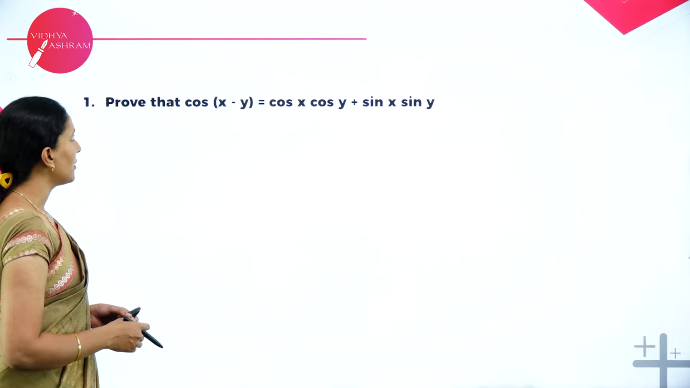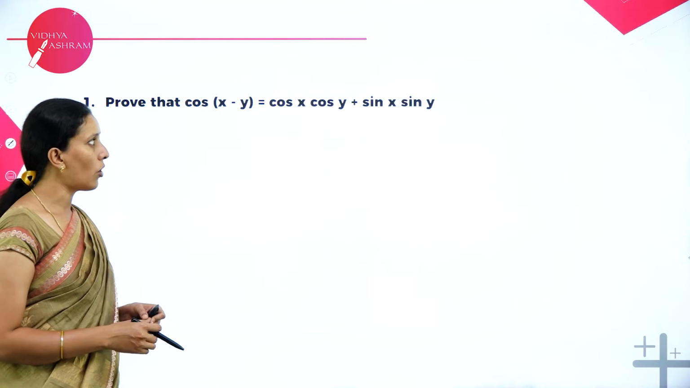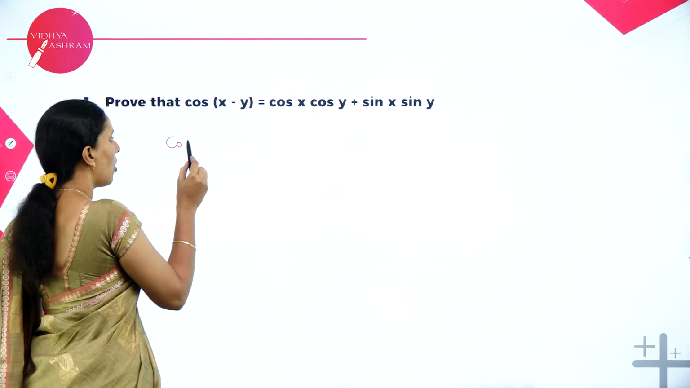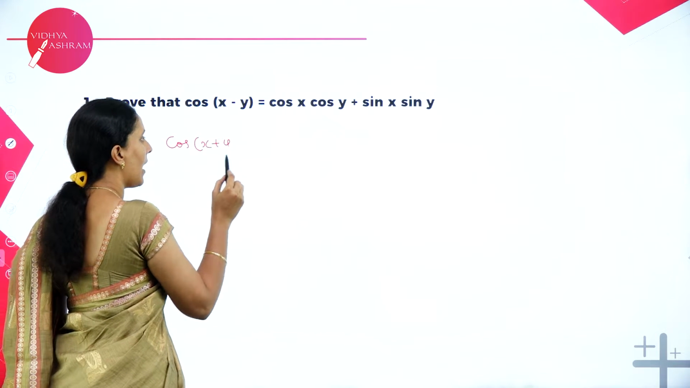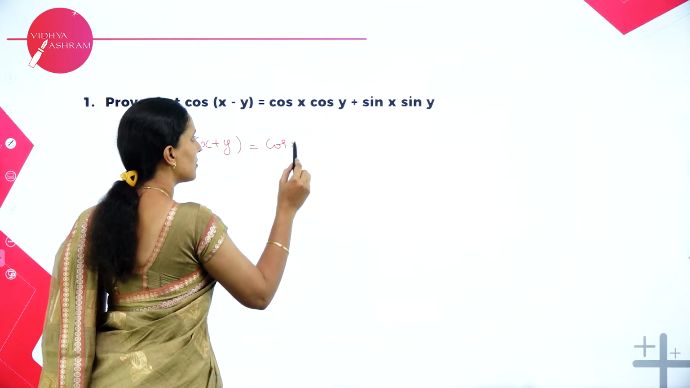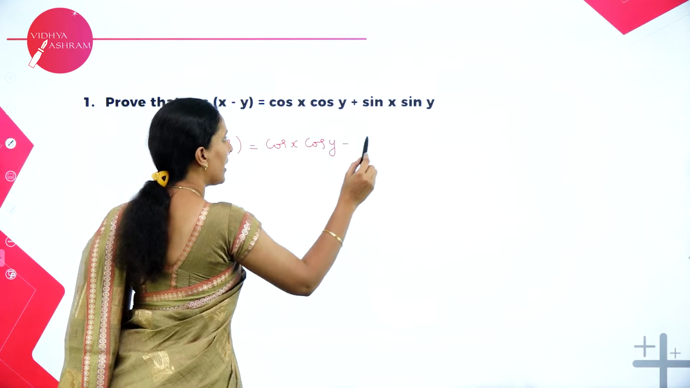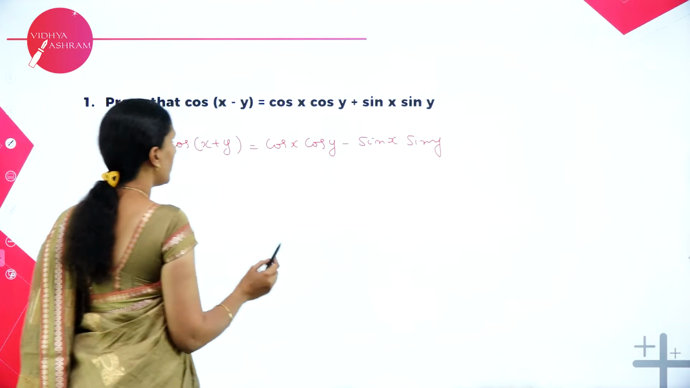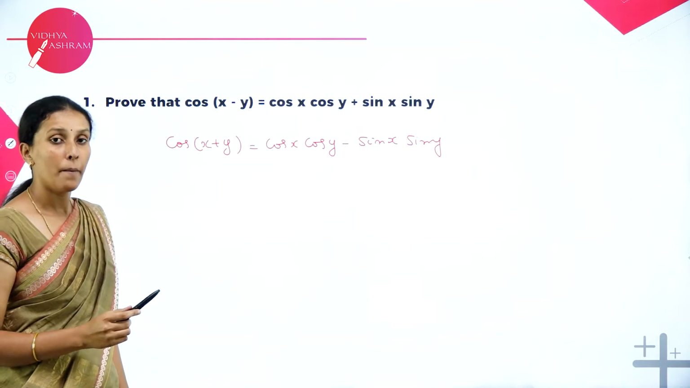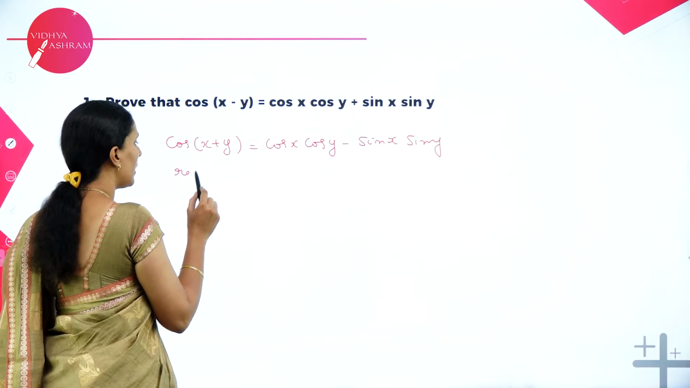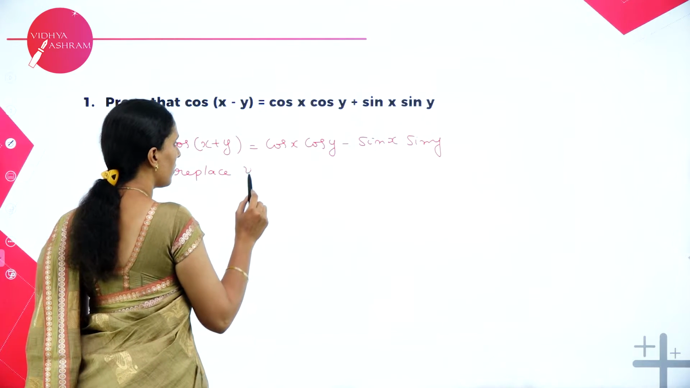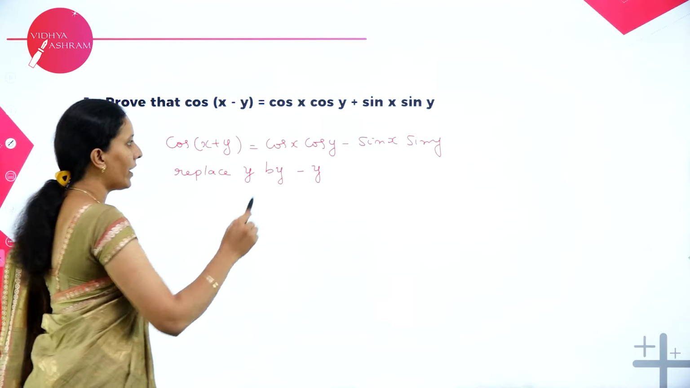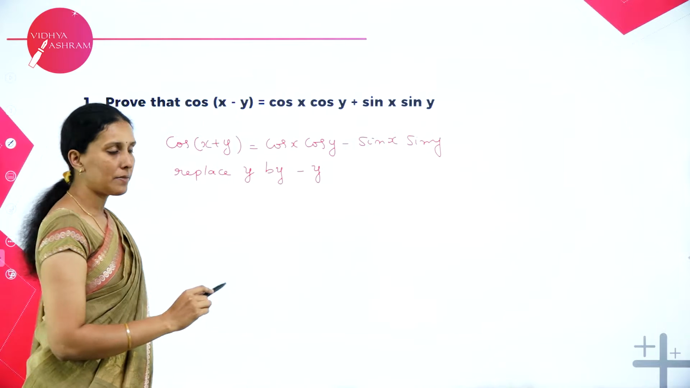Next we have to prove that cos of (x minus y) is equal to cos x cos y plus sin x sin y. So we know the formula cos of (x plus y) as cos x cos y minus sin x sin y. So here instead of plus y, I need minus y. So therefore, replace y by minus y. Wherever you have y, just change it to minus y.